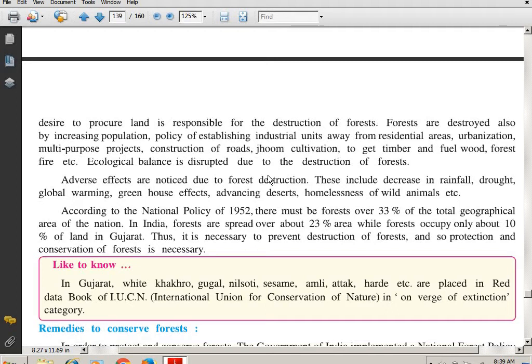Now, adverse effects are noticed due to forest destruction. These include decrease in rainfall, drought, global warming, greenhouse effects, advancing deserts, homelessness of wild animals, etc. So students, the wild animals which have been living in the forest, when the forests are cut down, where will the wild animals go? Naturally, they tend to come to the human area where the human habitation is. They wander away and lose their ways, and then they come to our residential areas, because their living place has been destroyed. And the desert also has been increasing because the forests are not there to prevent it. We also have seen the global warming, greenhouse effect, decreasing rainfall.